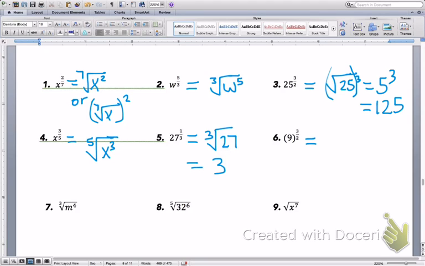All right, here we have a square root of 9, and this is going to be to the power of 3. I'm going to put it in parentheses to the power of 3, because I can actually evaluate this, because it's a number. So what's the square root of 9? 3, and 3 cubed is 27. All right, let's go ahead and move on to the next ones.